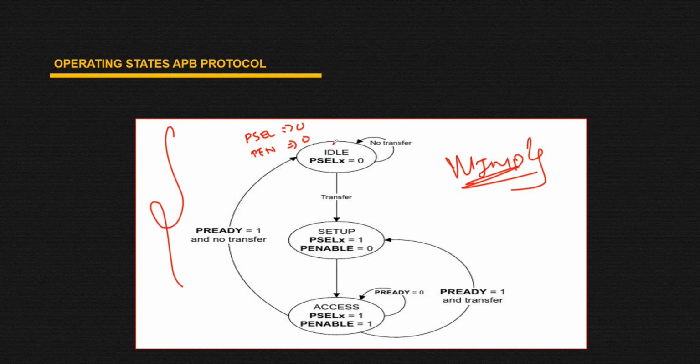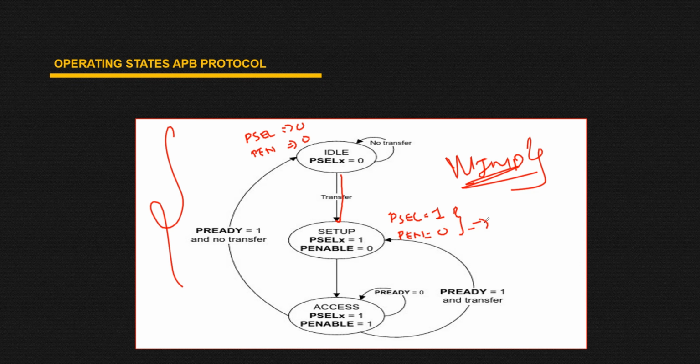Now if I want to start a transfer, I have to move from the idle phase to the setup phase just by asserting my PSEL signal to 1. If your PSEL signal is 1, you are in the setup phase, but you also have to make sure that your PENABLE signal is low. Let me repeat: if your PSEL signal is high and in the same cycle your PENABLE signal is low, you are in the setup phase, and in the setup phase you are loading all the control and data information.